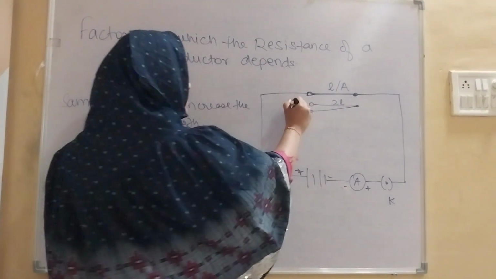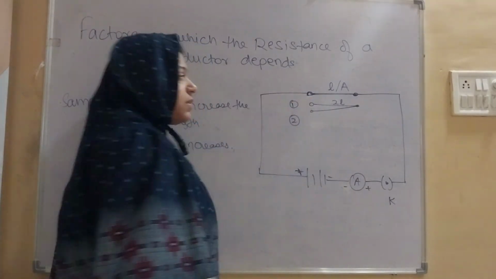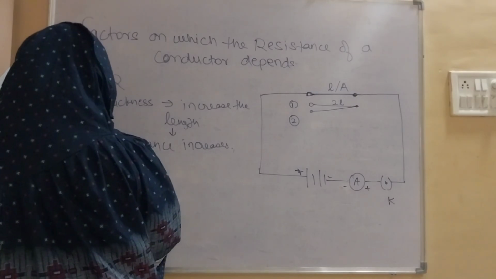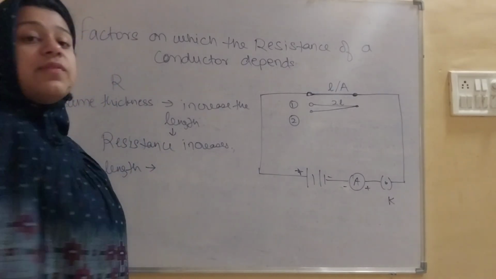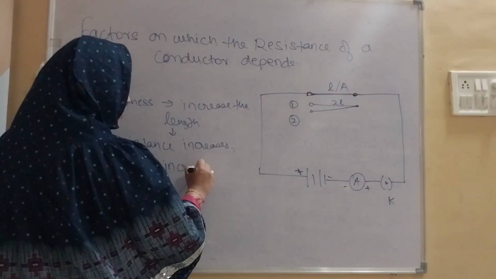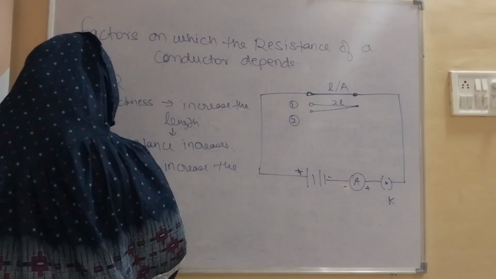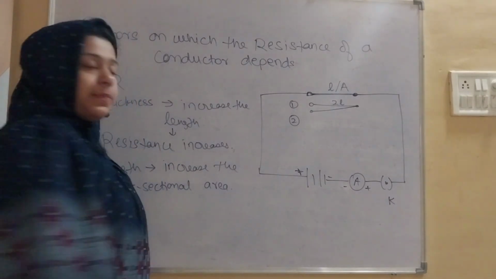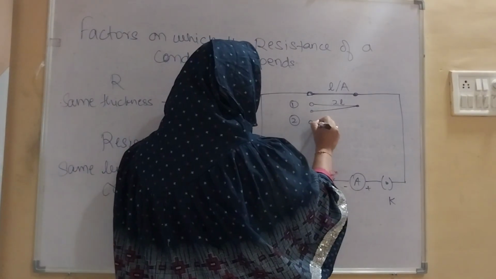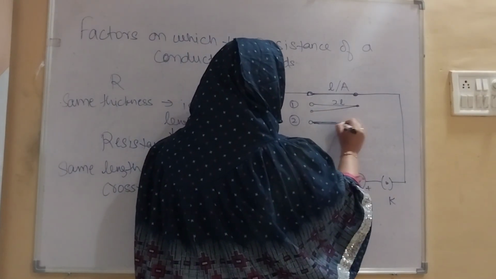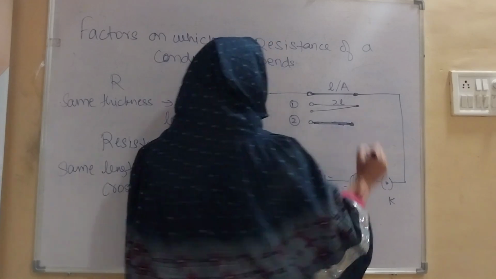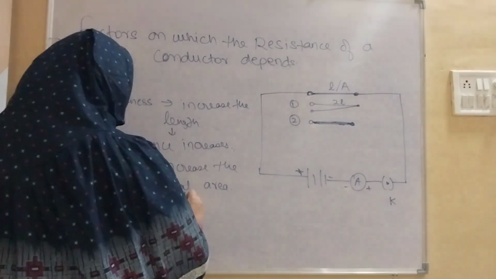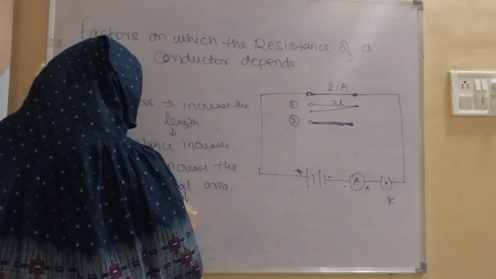Okay, in the first case. Now in the second case, what we do is keeping the length same, we increase the area of cross section. That is, we take a thick wire. So when we take a thick wire, we increase the area of cross section. We note that the resistance decreases.